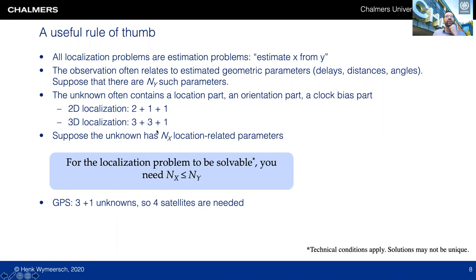But let's suppose in general there are nx location parameters. And then my statement here, and this is really the rule of thumb, is that for a localization problem to be solvable, you need that the number of observations is greater than the number of unknowns.